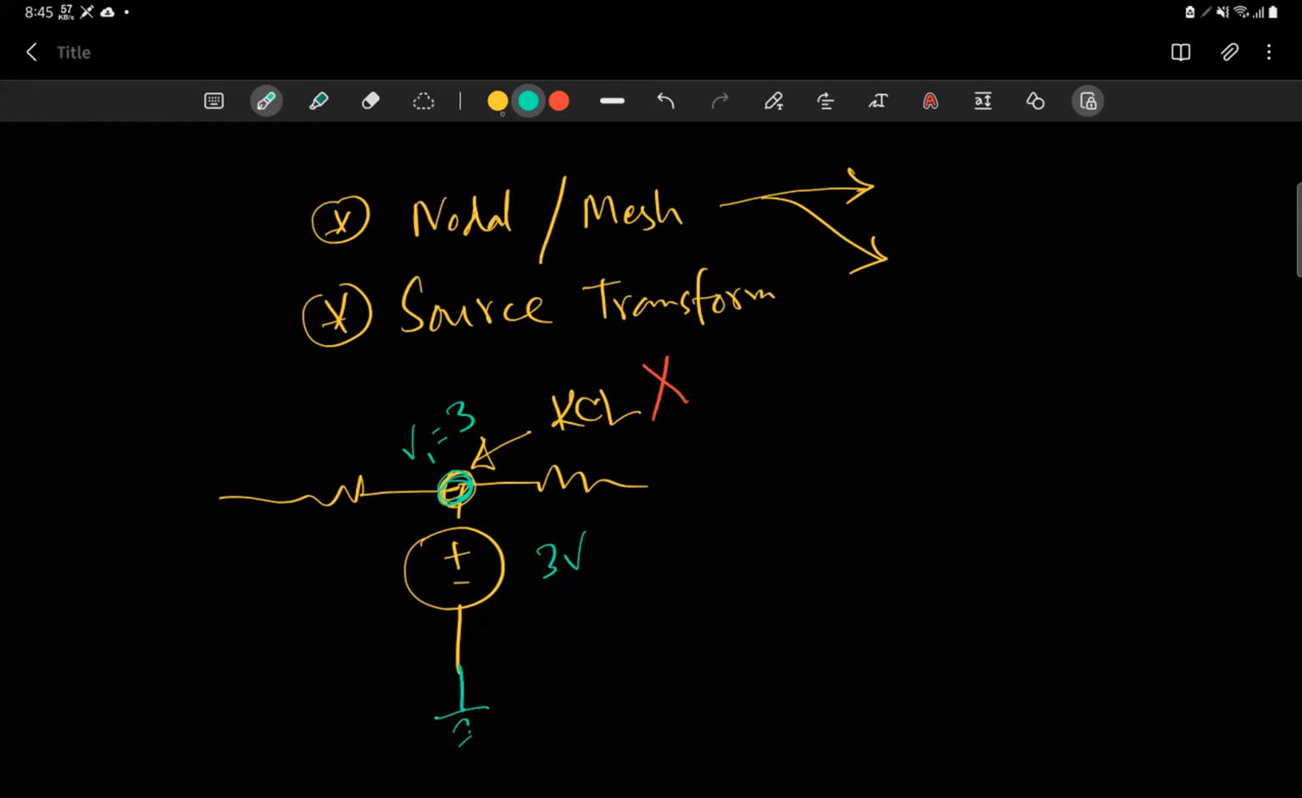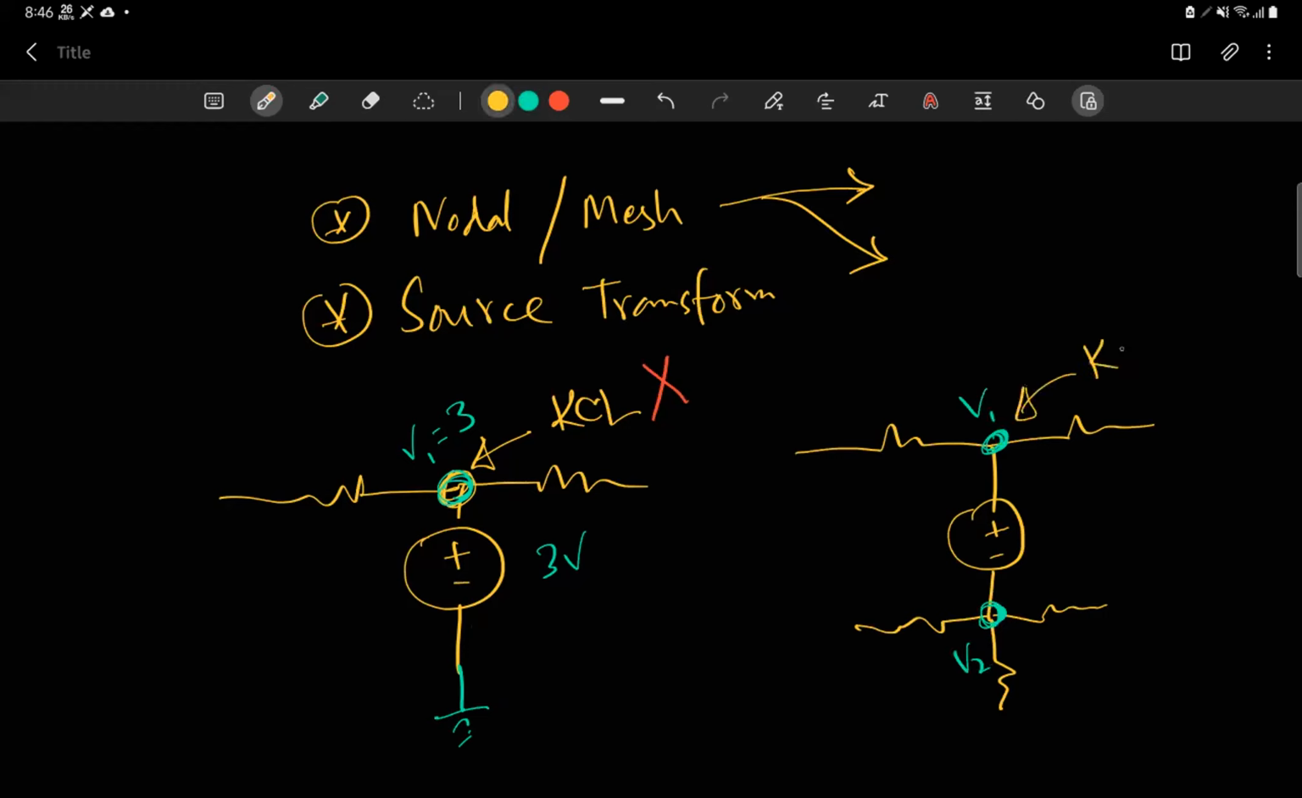Or the other case might be a voltage source and you have other things on the bottom node as well. Okay, so this is V1, this is V2. You cannot write KCL here or here because both nodes contain a voltage source.